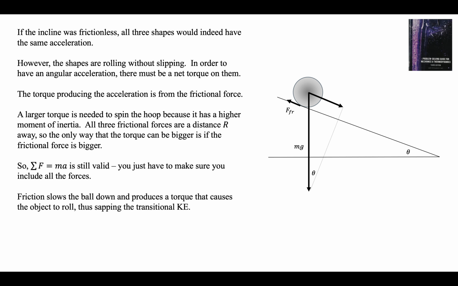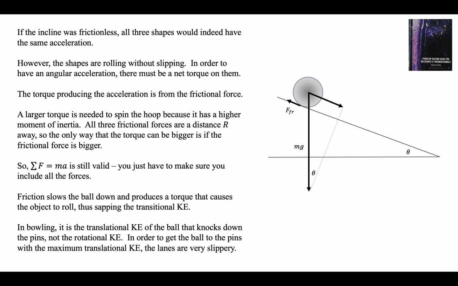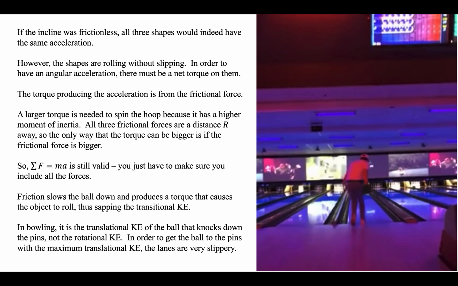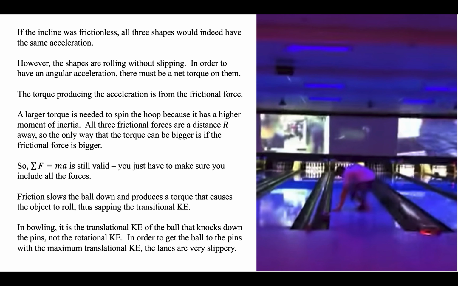So friction slows the ball down, produces a torque that causes the object to roll. And once it's rolling, it's sapping the translational kinetic energy. In bowling, it's the translational kinetic energy of the ball that knocks down the pins, not the rotational. So the goal is to get the ball to the pins with the maximum translational kinetic energy. To do that, they put oil on the lanes. The lanes are very slippery, so the ball doesn't roll without slipping. The ball keeps its translational kinetic energy. It doesn't give it away to rotational kinetic energy. And as you know, when you're bowling, it's not a good idea to go into the lane because it's very slippery.